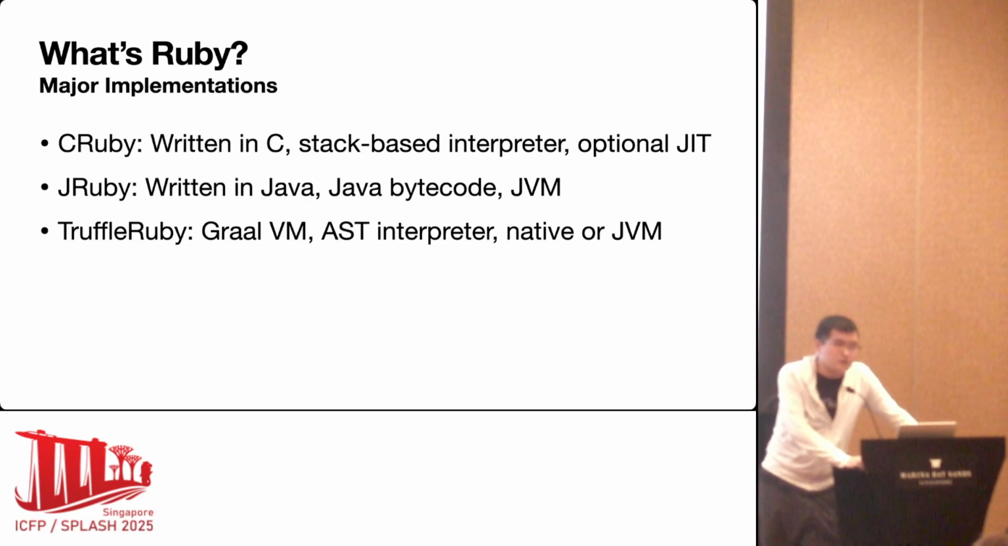And there are three major Ruby implementations that are relevant today. There's CRuby, which is the one I'm going to talk about mainly today. CRuby, as the name suggests, is written in C.